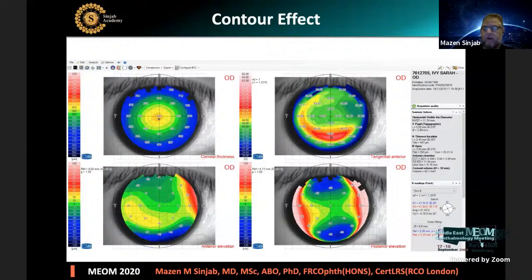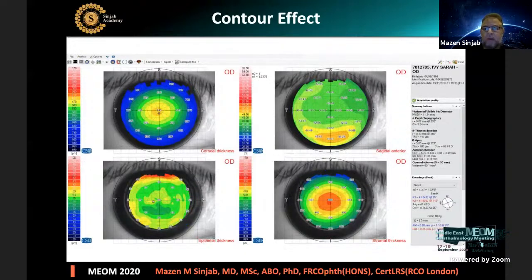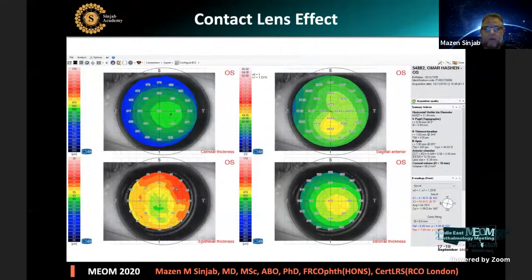It is decentered superiorly, and the computer will understand the edge of this zone as if it is an elevated area. This is called the contour effect. Now we can differentiate this pattern from the ectasia just by the epithelium. The epithelium is homogeneous and there is no thinning over this hotspot. So that means it is just a decentered optical zone. This is contact lens effect. This is a hotspot on the anterior curvature map associated with thickening of the epithelium rather than thinning. So this is because of the contact lens.